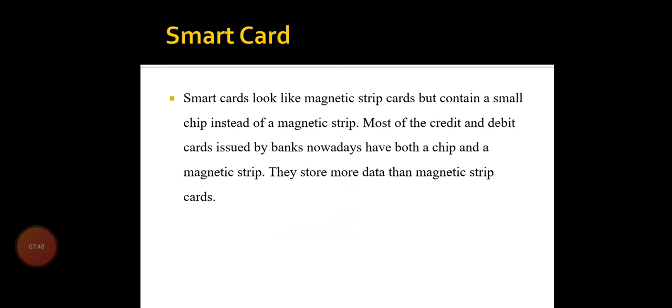Smart cards. Yes, what are smart cards? Smart cards look like magnetic strip cards, but they contain a small chip instead of a magnetic strip. They don't have a magnetic strip bar on top, in the center, or in the bottom. There is a small chip instead. Most of the credit cards and debit cards issued by banks nowadays have a chip and a magnetic strip. They store more data than magnetic strip cards.